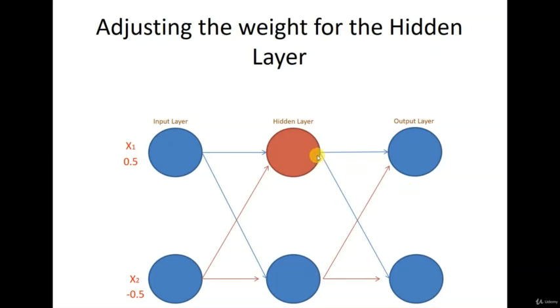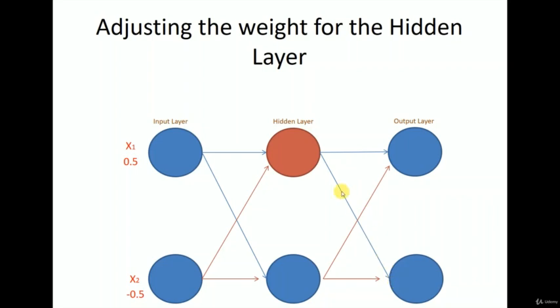So when we're going to adjust the weight of this neuron, it's going to be actually quite different from adjusting the weight of this neuron. Now this is because you have two paths here. This neuron is affecting the first output neuron and the second output neuron. As you can see, there's a connection to this neuron and to this neuron.